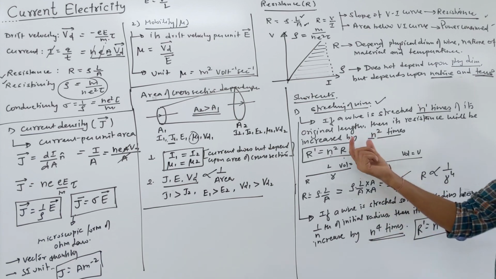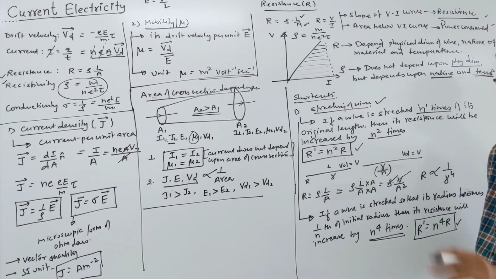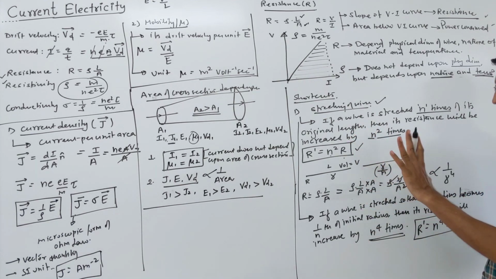This stretching of the wire is a very important shortcut. You should remember it directly, either this way or that way, radius way or length way. Stretching, and the opposite of this is compressing. So everything will be opposite.